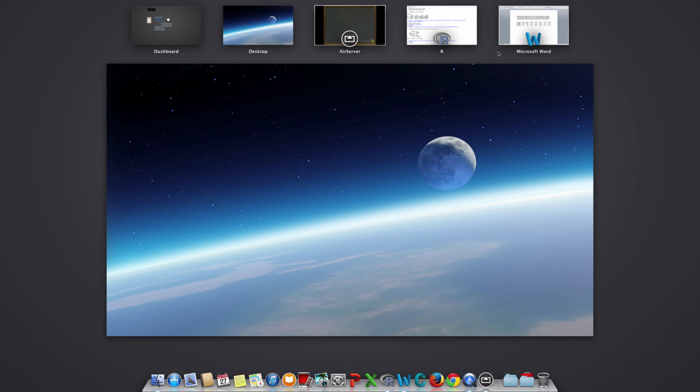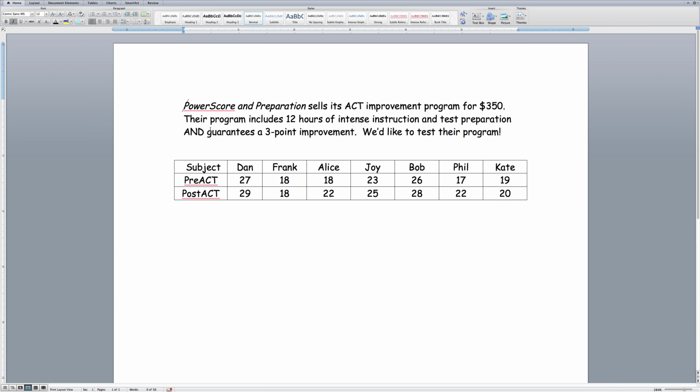The illustration that I want to use here is this. I typed it out, and actually I found this. Okay, so Power Score and Preparation, guys, I'm not making this up, sells its ACT improvement program for $350. Their program includes 12 hours of intense instruction, their words, not mine, and test preparation, and guarantees a 3-point improvement. Okay, so we'd like to test their program.